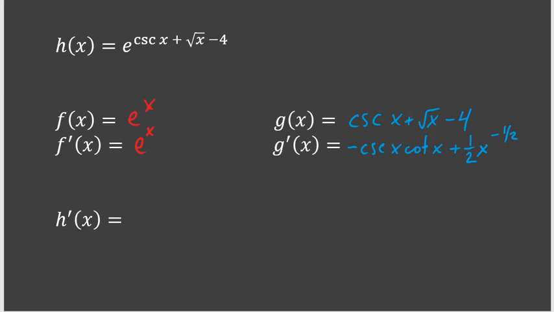Taking f prime, g, and g prime, and substituting into the formula for chain rule, we're going to get e to the cosecant x plus the square root of x minus 4, all times g prime of x, minus cosecant x cotangent x plus 1/2 times x to the minus 1/2. So this is going to be h prime in this case.